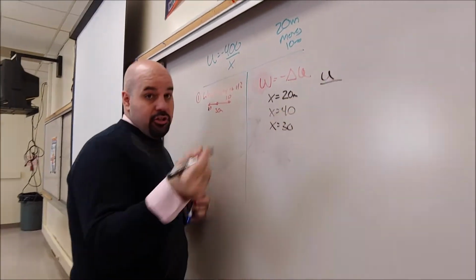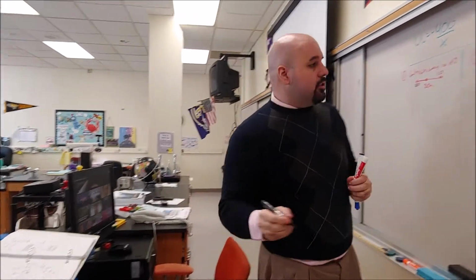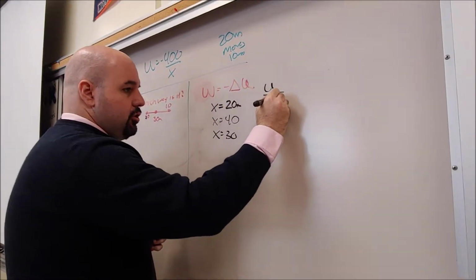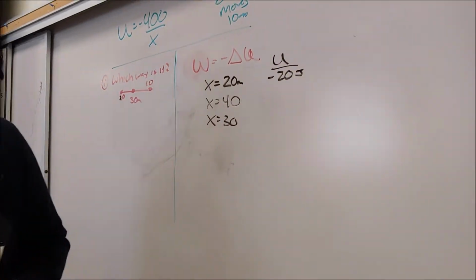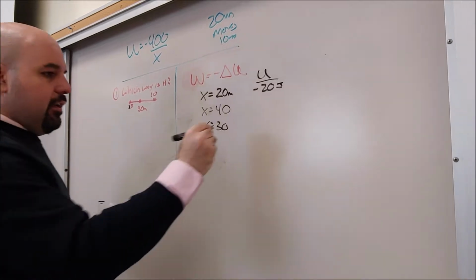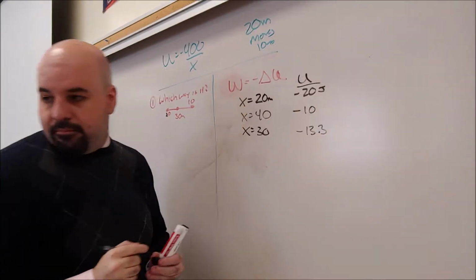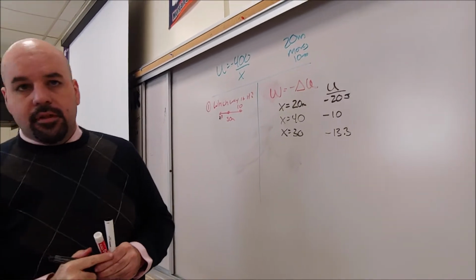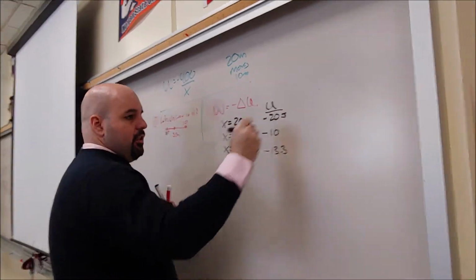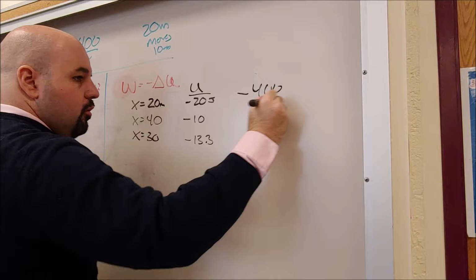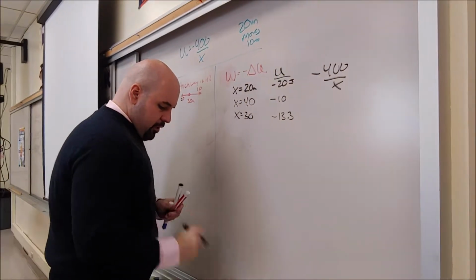I'm going to write down what potential energies I get. At 20 meters, I get negative 20 joules. At 30 meters, it's negative 13.3. And at 40 meters, it's negative 10. I'm just putting in this equation, negative 400 over x.